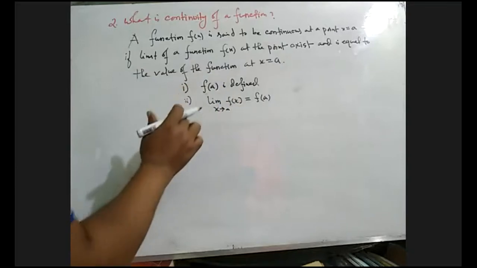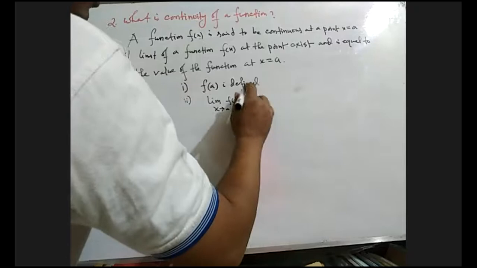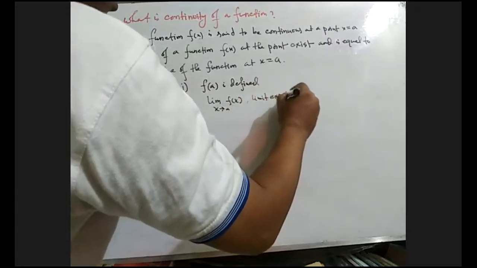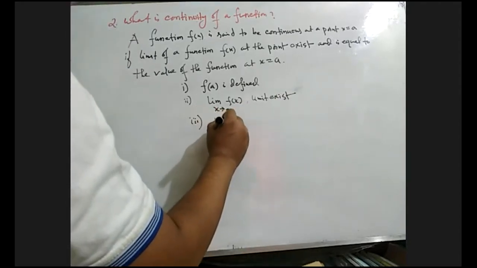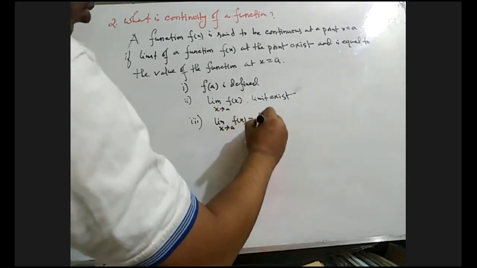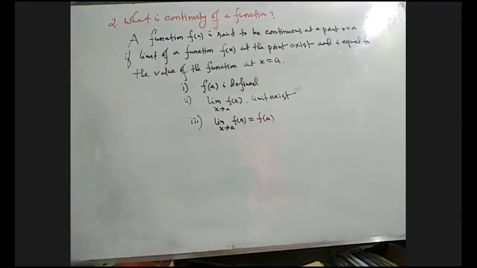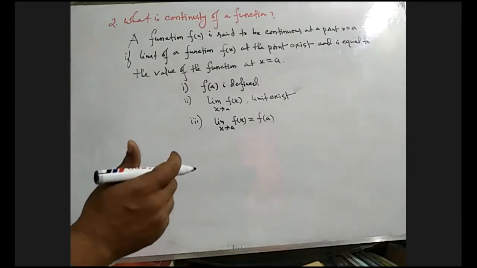f of a is defined and the limit exists. Then another condition we can add: the limit as x tends to a of f of x equals f of a. The functional value will be equal to the limit values, both that limit and that limit. In that case, we can say that the function is continuous at x equals a.